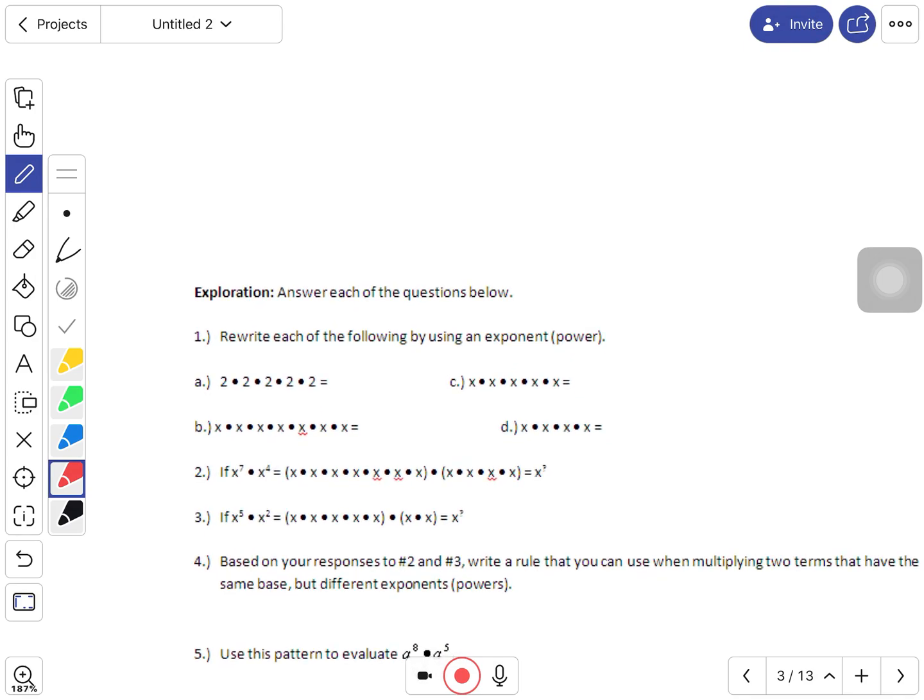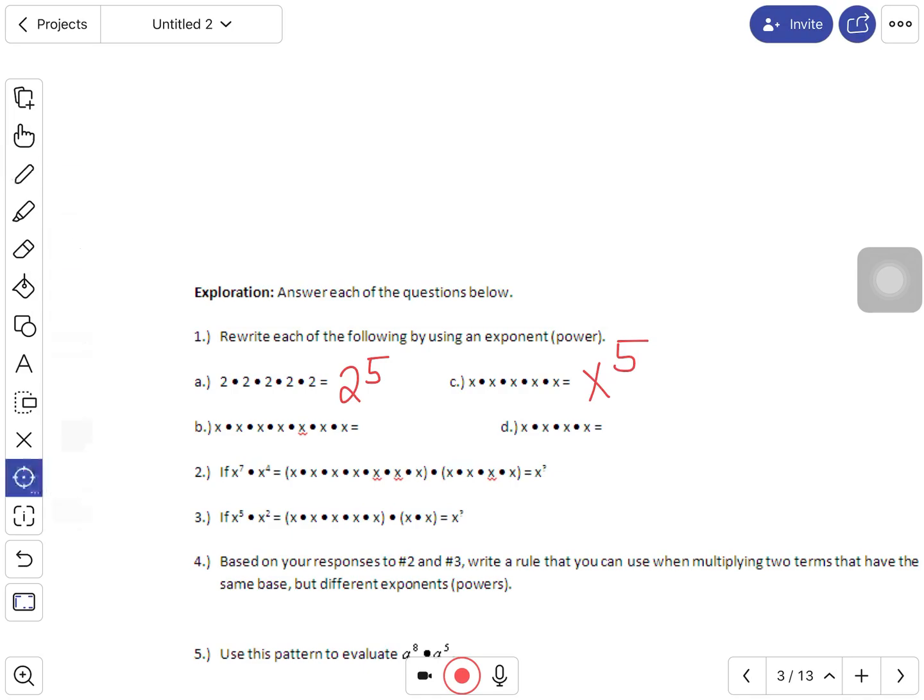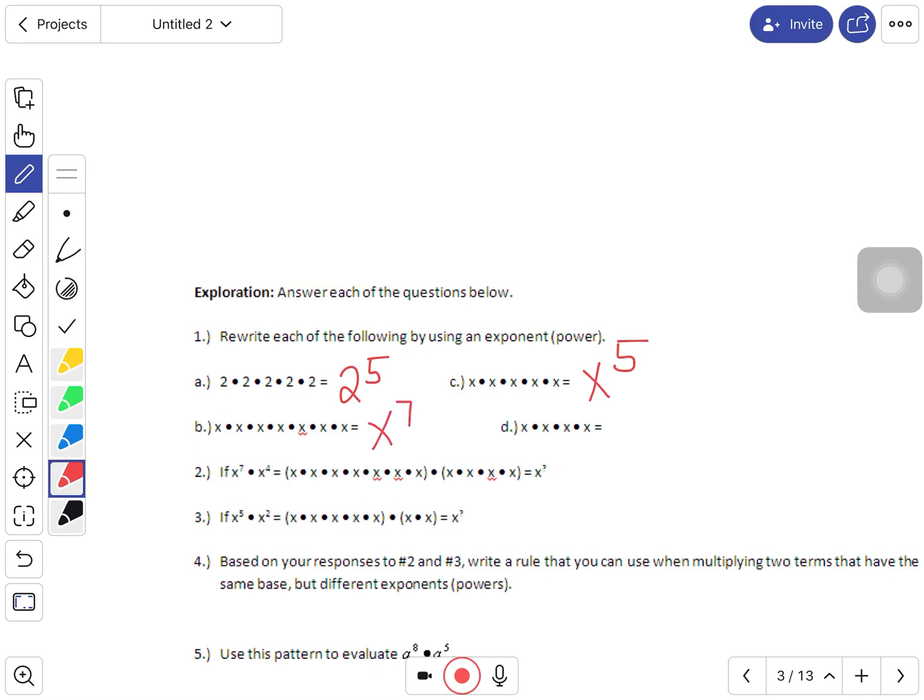So, number 1, 2 times 2 times 2 times 2 times 2. Hopefully you wrote that as 2 to the 5th. You could also write it as 32, but we were just looking for you to write it with an exponent. And then if you have x times x times x times x times x, accordingly, that would be x to the 5th. And then if you have that same thing, 1, 2, 3, 4, 5, 6, 7 x's there, we would write that as x to the 7th. This guy here is x to the 4th.